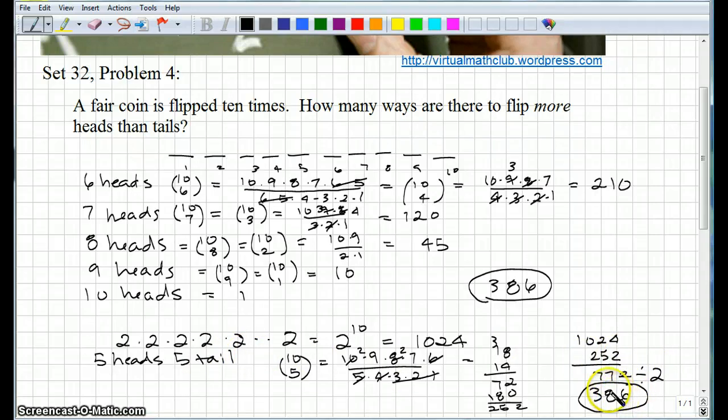Now this explanation assumes you know some about combinations, so you want to study combinations if you didn't quite understand this explanation.